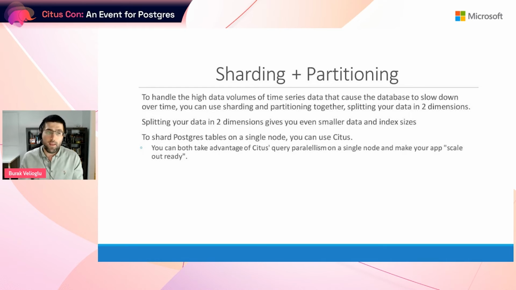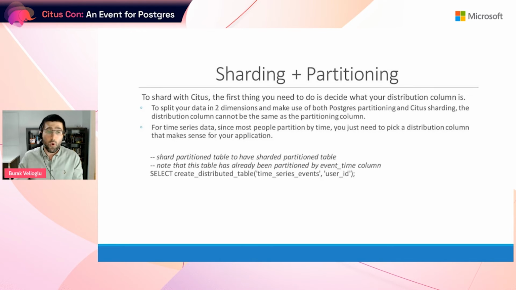So what you want to do for sharding and partitioning your table is decide on another column which shards your data in addition to partitioning your data. So basically, to shard your data, you need to decide on 2 dimensions. For time series data, people generally partition by time, by range. And as you remember, we have already partitioned our table with the timestamp column. And to shard your table, in addition to partitioning it, you need to run the create_distributed_table command of Citus.